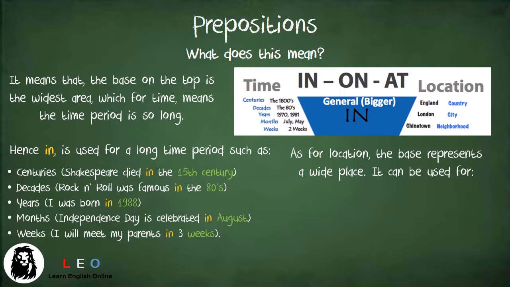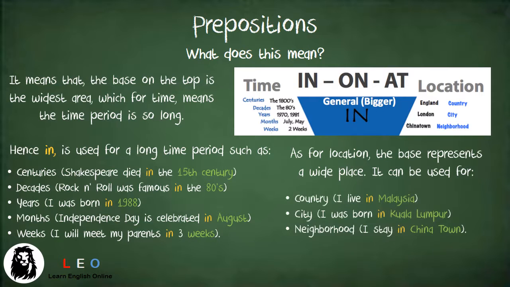As for location, the base represents a wide place. It can be used for country. I live in Malaysia. City. I was born in Kuala Lumpur. Neighborhood. I stay in Chinatown.